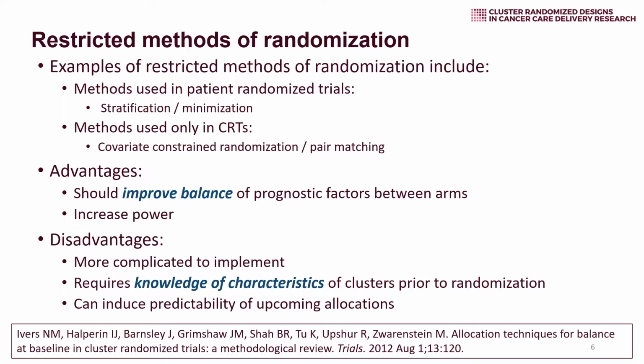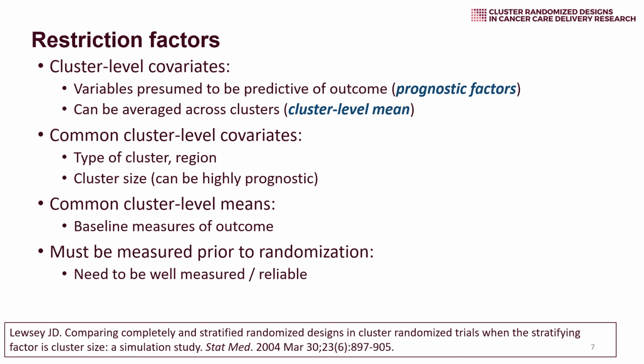Now, the advantages of using one of these restricted methods is that it should improve the balance of prognostic factors between the arms, and it should increase the power of the design. The disadvantages are that they are more complicated to implement. They require knowledge of these characteristics of the clusters before we randomize, but it can also induce what we call this predictability of the upcoming allocations. And again, we're going to talk about that later.